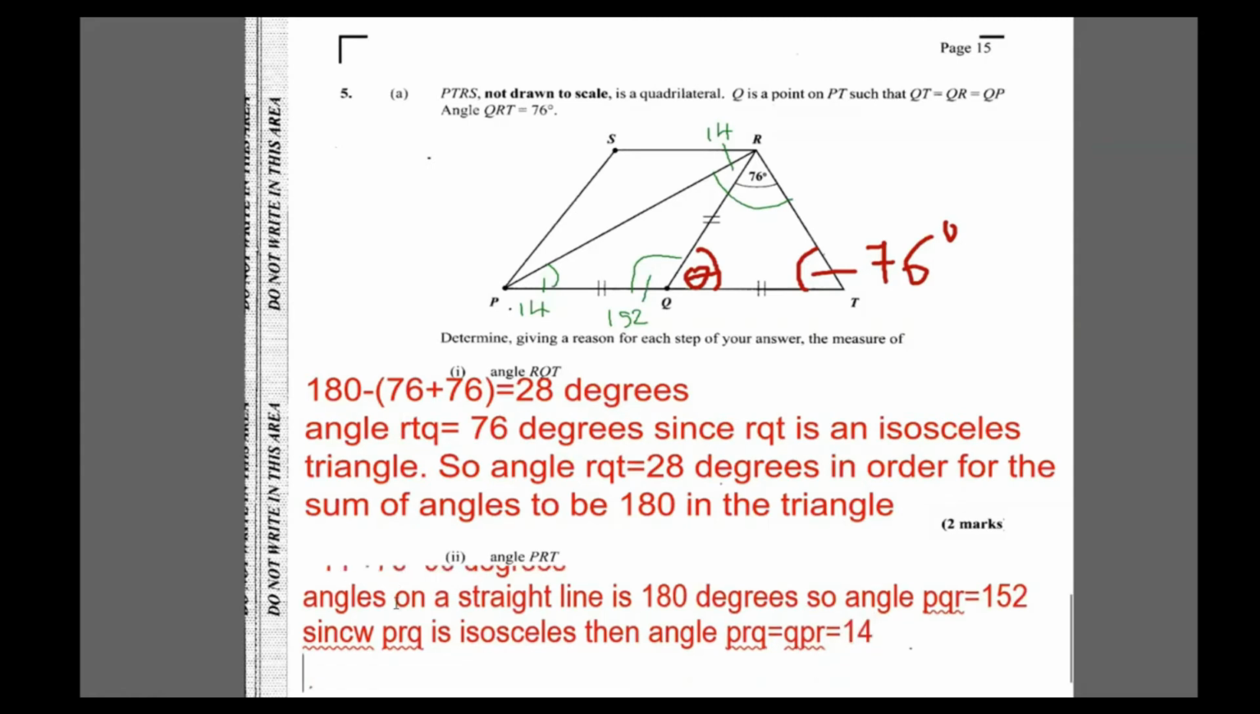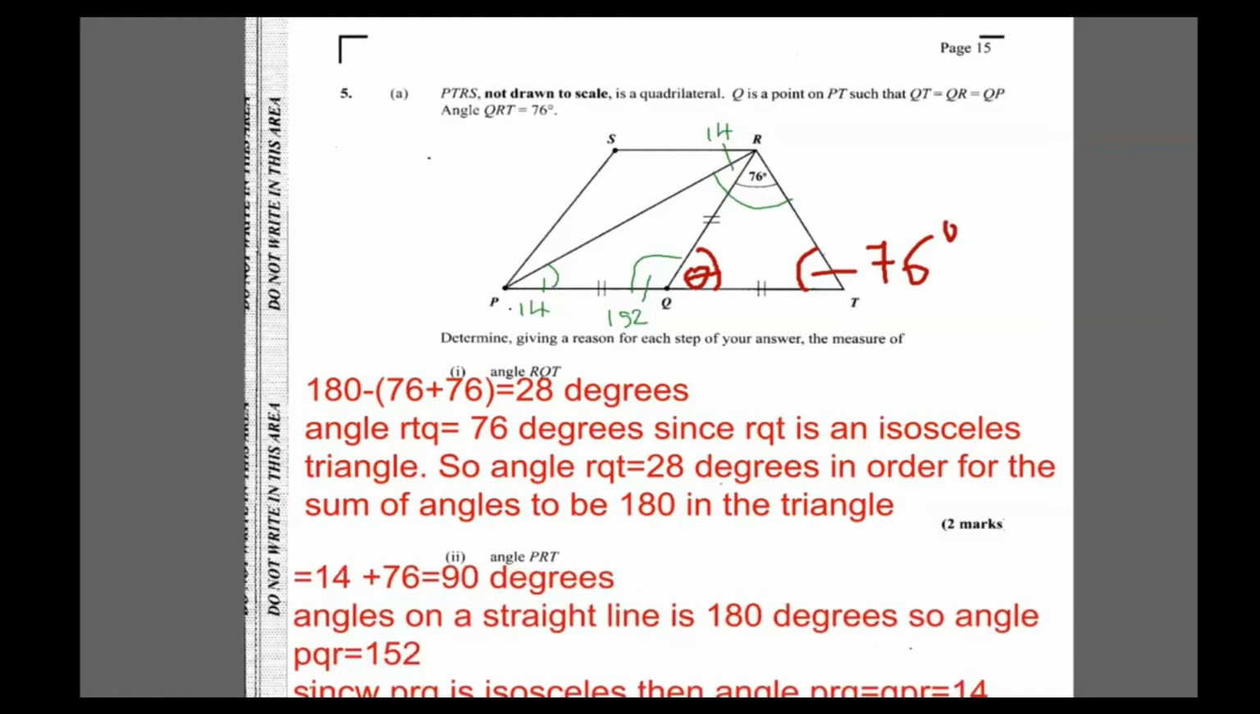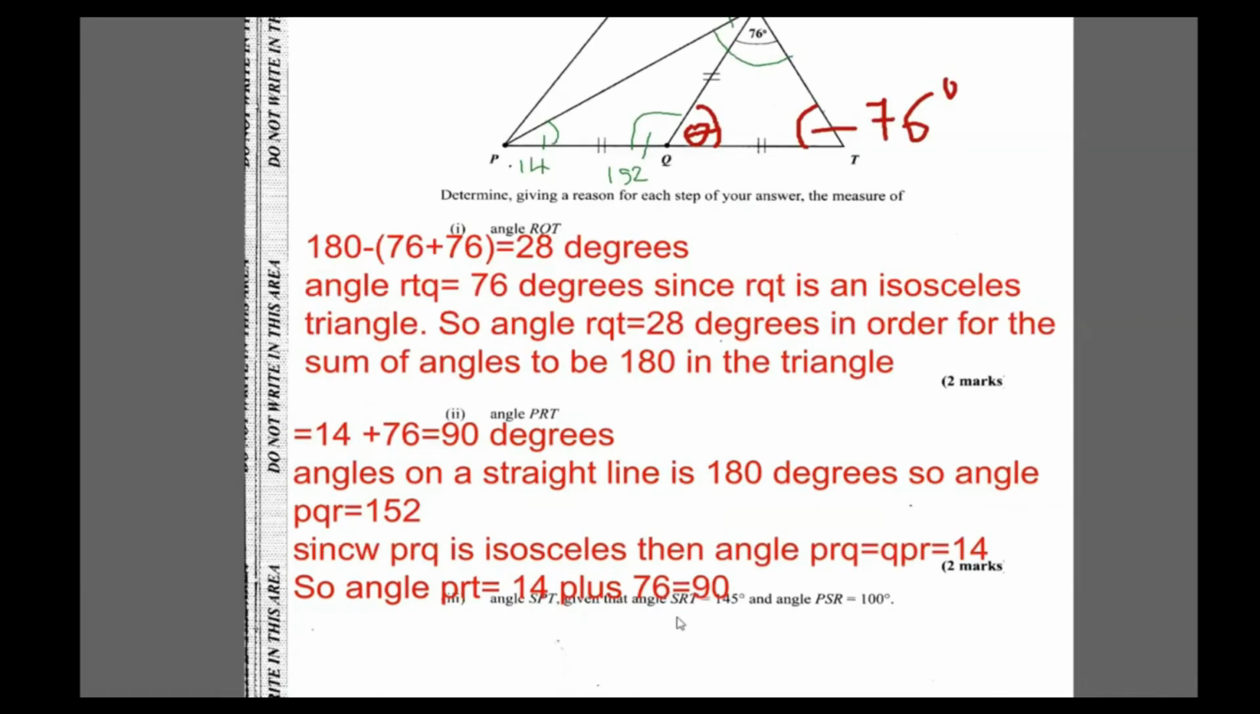Then finally, you can tell them that angle PRT is equal to 14 degrees plus 76 degrees. And that gives us the 90. So that's the reason, just giving them the reason of why that is so, nice and easy.